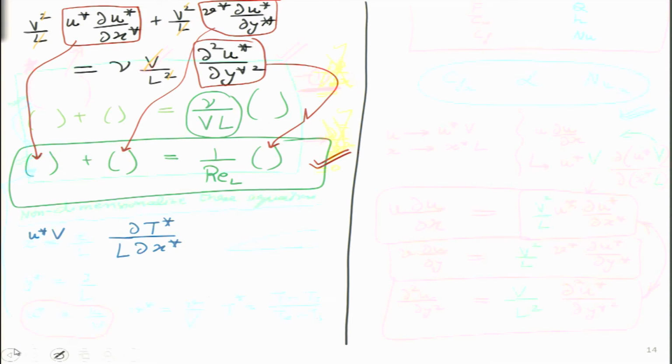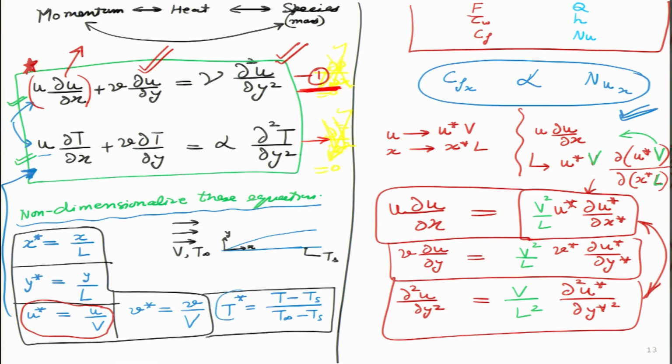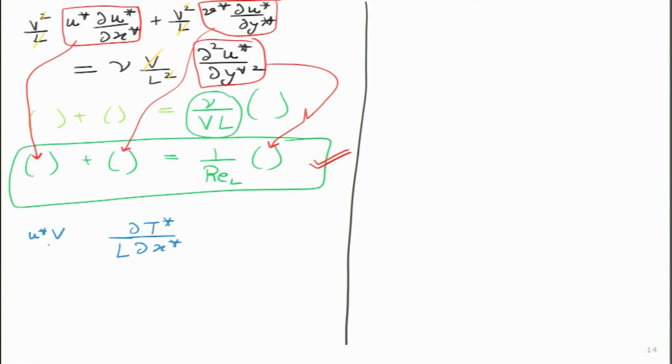and t star, if we can see over here, if I take a differential for this, because the denominator is a constant, I will get 1 by T infinity minus Ts. So, this is my first term. Same thing I will get in the second term. So, I will get v star into V divided by T infinity minus Ts into L into del t star divided by del y star.